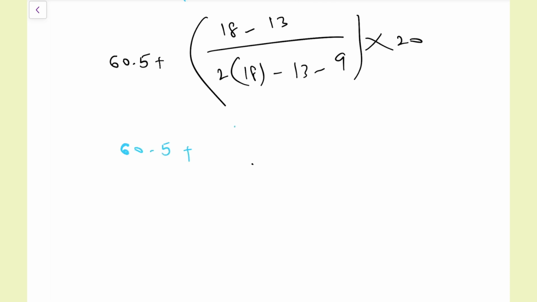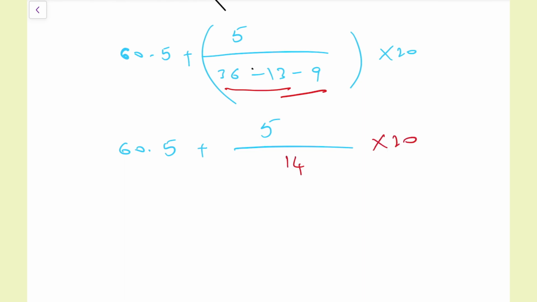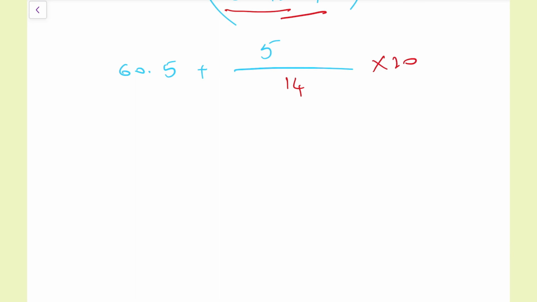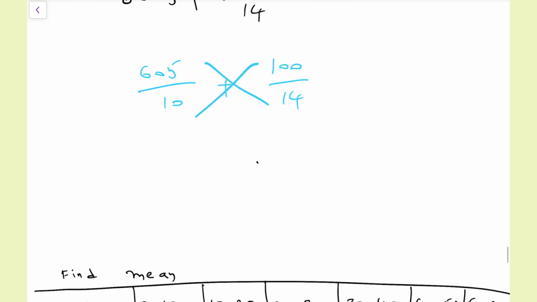60.5 plus 18 minus 13, 5, divided by 2 into 18, 36 minus 13 minus 9, into 20 as it is. 60.5 plus 5 divided by 36 minus 13, 23. 23 minus 9, 14, into 20 as it is. So we will get 60.5 plus 5 into 20, 100 divided by 14. This 60.5 also can be written as 605 by 10 plus 100 by 14. If you do this cross multiplication, you will get the final answer.